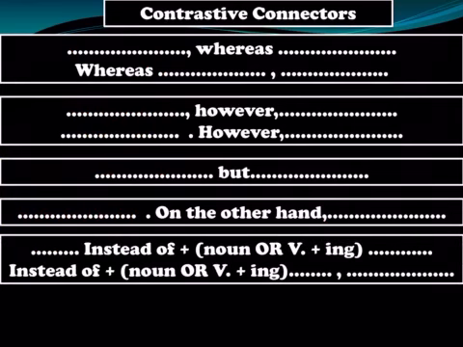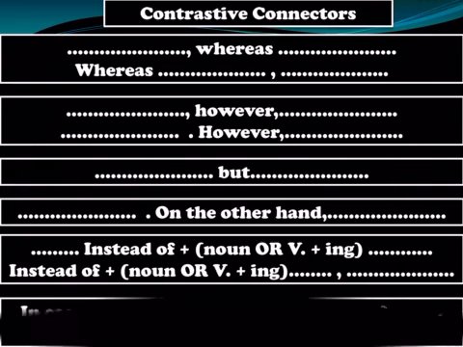Instead of. Instead of can be in the middle or at the beginning. If we use it in the middle, before it we have a full sentence, and then I use instead of, but after instead of, I use either a noun or a verb plus ing. If it is used at the beginning, we use instead of plus noun or verb plus ing, and then I have a comma, and then I have a clause or a sentence.